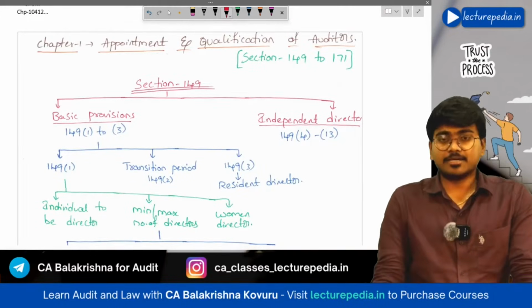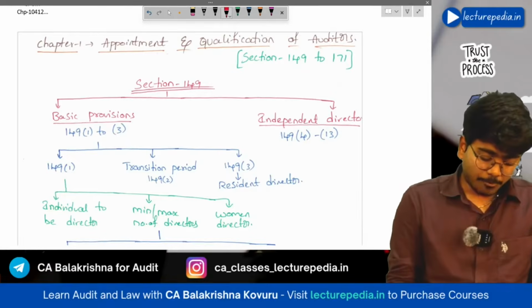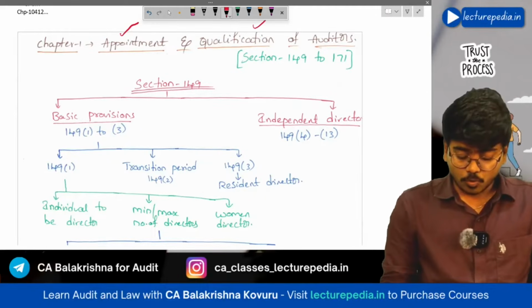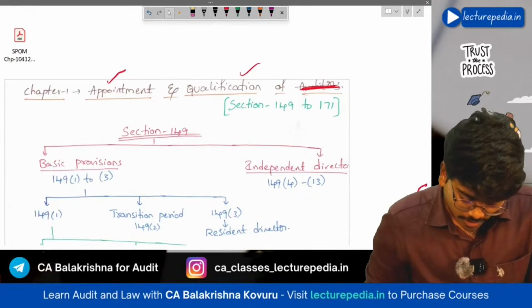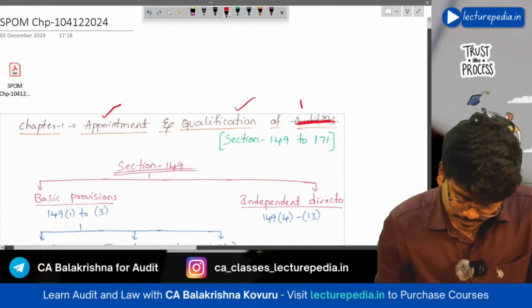So if you see the name of the first chapter, it is appointment and qualification of, sorry, by mistake I have written auditors, please correct it as directors.